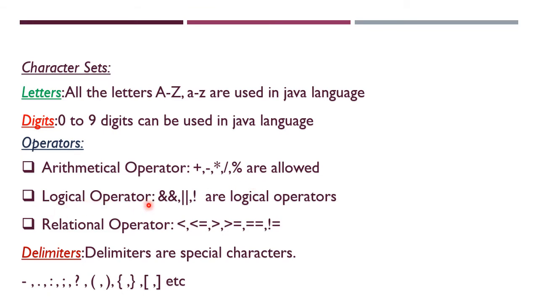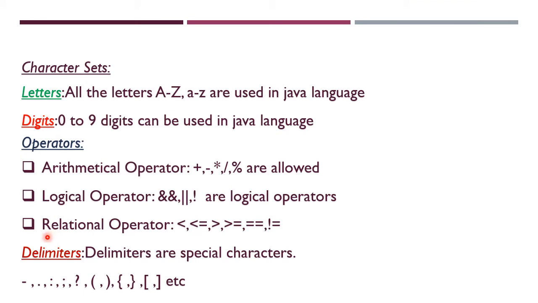And then the logical operators. Logical operators are the and operator, the or operator, and the not operator. These are logical operators in Java. These are used if you want to check 2 conditions. I'll tell you in detail about these logical operators in the next sections.